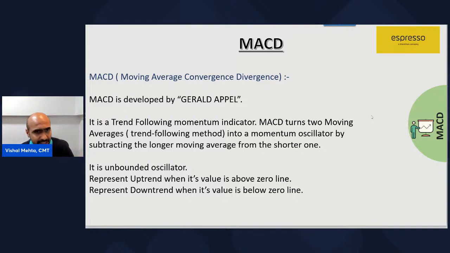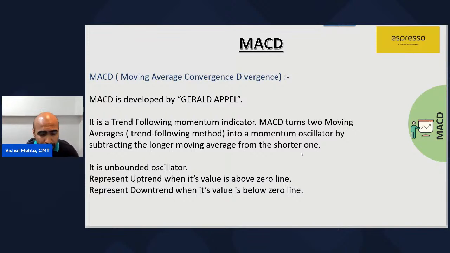And they shared many applications of how they use MACD. One of the most used ways is through bullish and bearish divergence. And what is bullish and bearish divergence? It is basically nothing but capturing the momentum of the stock or the index. Although it is a trend following indicator, MACD turns two moving averages, a trend following method, into a momentum oscillator by subtracting a longer moving average from the shorter one. That means this indicator helps you to capture the momentum.